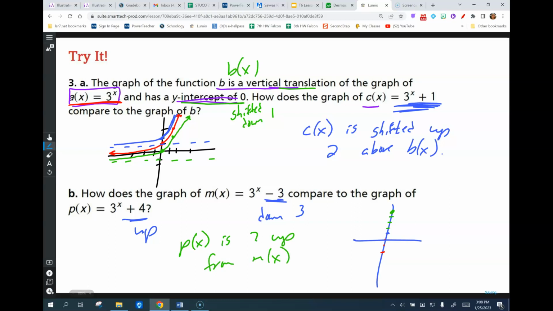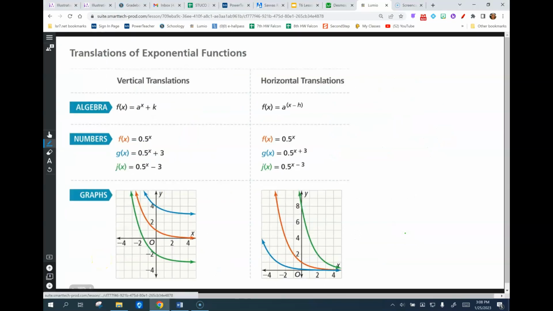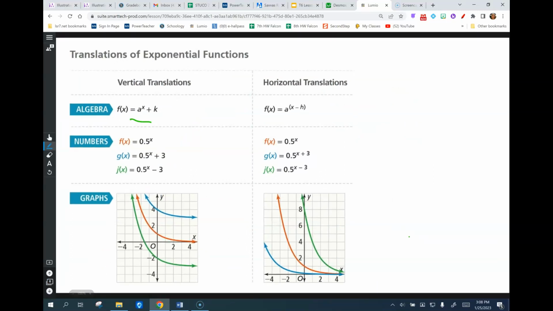Okay, good. Moving on. So on this one right here, it brings everything together that we've already talked about. We're going to be writing this out in your book, so don't worry about it too much. But it just shows the different shifts. If it is k, if it's just adding to the function, it's going to go up and down from it, up and down. Okay? Where if it is h in the exponent, it's going to go horizontally. So it's going to shift horizontally.